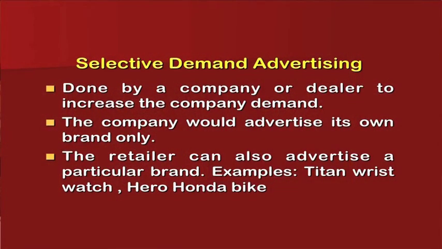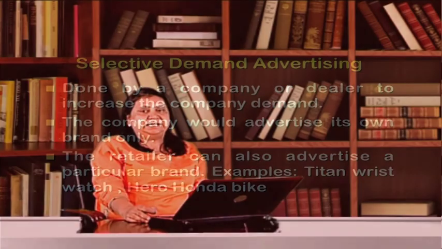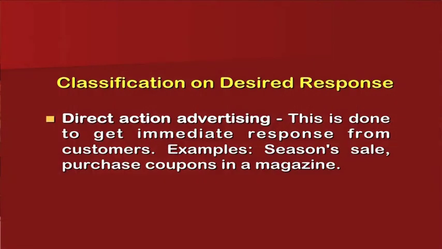Selective demand advertising is done by the company or the dealer to increase the category demand of the company. The company would advertise its own brand only. The retailer can also advertise a particular brand, for example the Titan wristwatches, the Hero Honda bike. So, this is a particular fixed category brand in a particular area. They are going to make their name popular in local areas also.